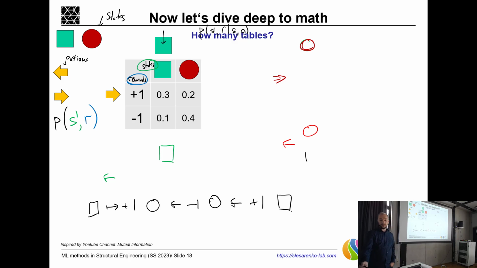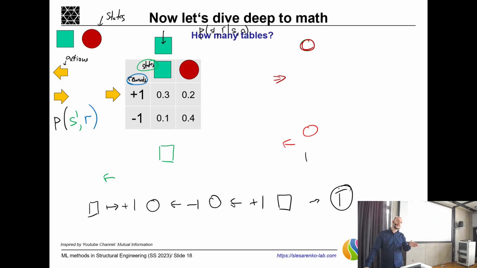And at some point, I reach a so-called terminal state. We can say we stop after 10 cycles, or we can say some of the states, like in a maze, the final square, is the terminal. We stop our game. In this case, we stop our episode. This is called an episode. And this line is called a trajectory.